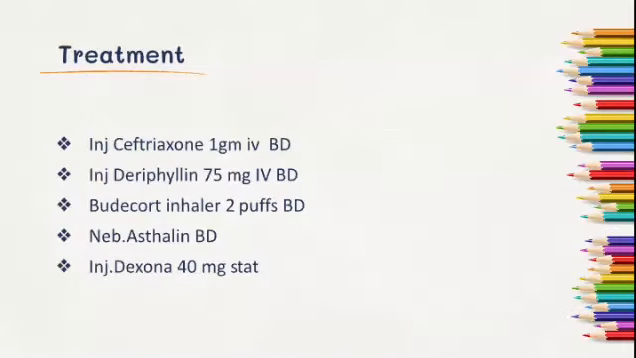So, the treatment of the patient is injection ceftriaxone 1 gram IV and injection deriphyllin 75 mg IV BD, Budecort inhaler 2 puffs BD, nebulizer Asthalin, and injection Dexona 40 mg stat. So this is the case scenario.